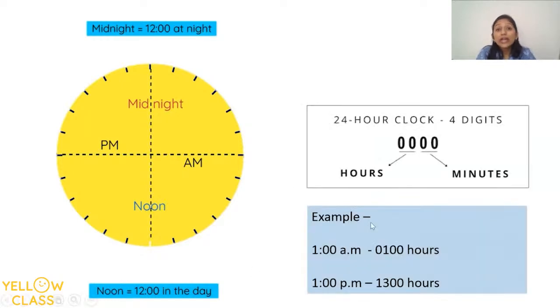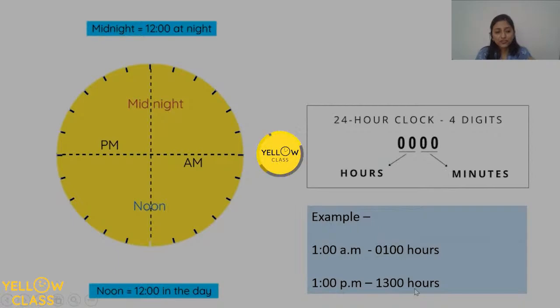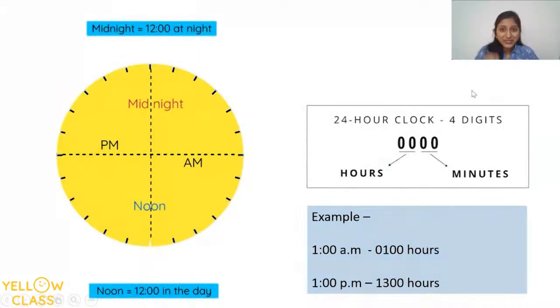So how are we going to write the time in the 24-hour format? Here we use four digits. The first two digits represent hours and the next two digits represent minutes. Again, it has four digits: first two digits hours and next two digits minutes. For example, if I have 1 a.m., I will write 0100 hours. If I have 1 p.m., then I will write 1300 hours. You must be surprised to see how 1 p.m. is written as 1300 hours.